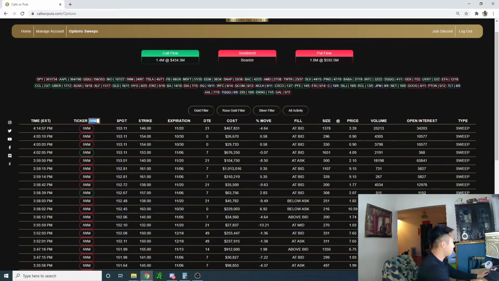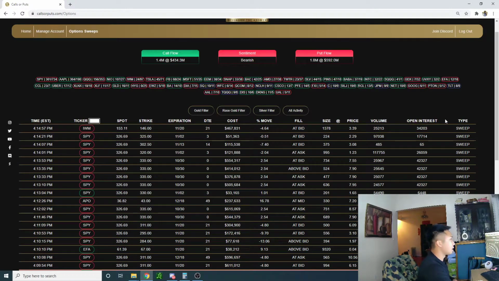Open interest. This is the amount of open contracts at the end of day yesterday, not today, because this gets updated every single day. It's going to stay at that number until the next day, so make sure you know that. Volume could be constantly changing, but open interest will stay the same for that specific day. It will change the next day.